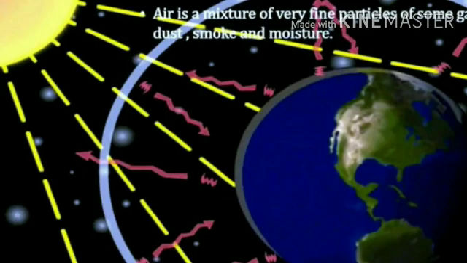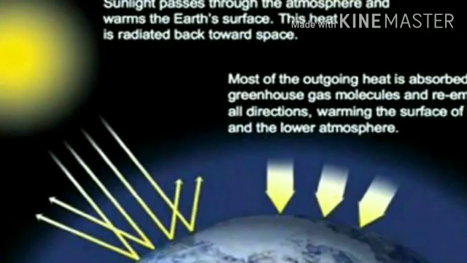Air is a mixture of very fine particles of some gases, dust, smoke, and moisture. When rays of light fall on these minute particles, the particles spread the light in all directions. This natural phenomenon is called scattering of light. The earth receives energy from the sun. This energy is reflected by the earth in the form of heat.